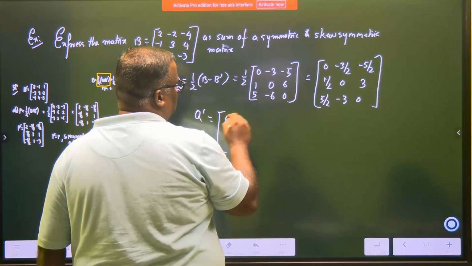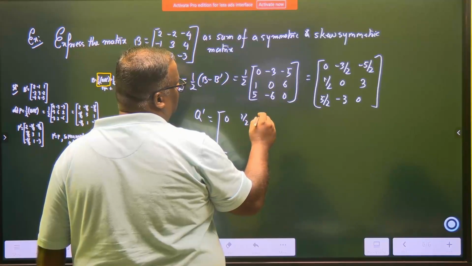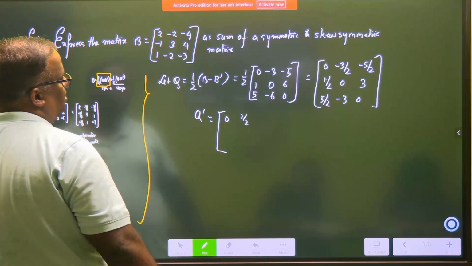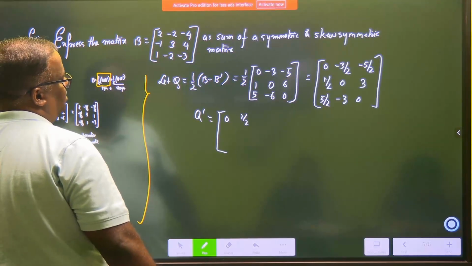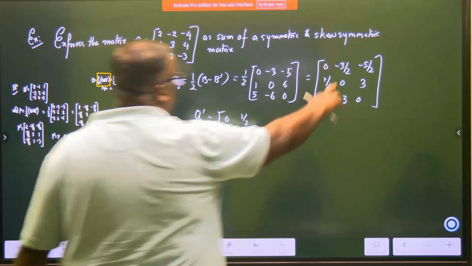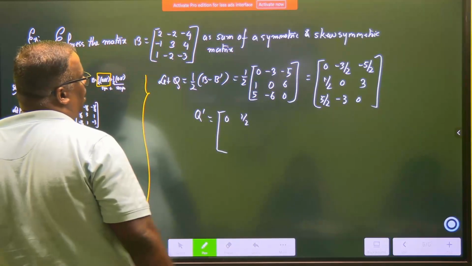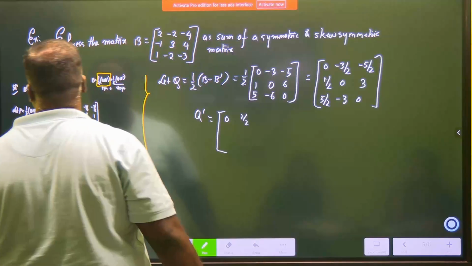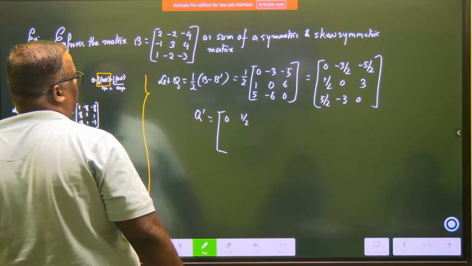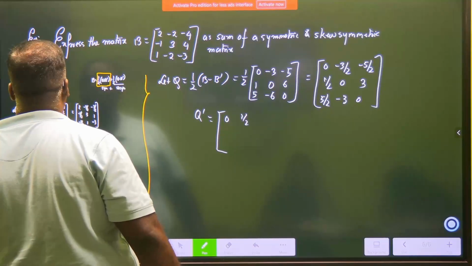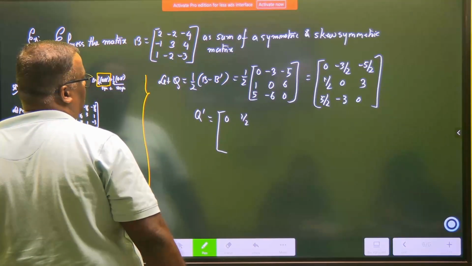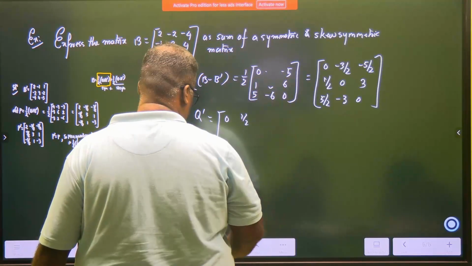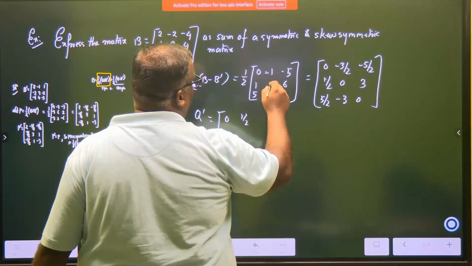Q prime is 0, half. But it should be 0, half, 3 by 2, shouldn't it? How did you get this one? These two, there is some mistake here. Minus 2 plus 1 is minus 1. There is a mistake here. This should be minus 1. This should be minus 1. This should be minus 1. This should be 0. Now check.